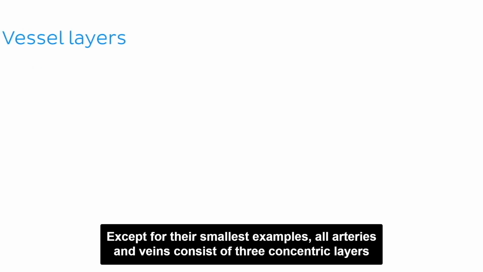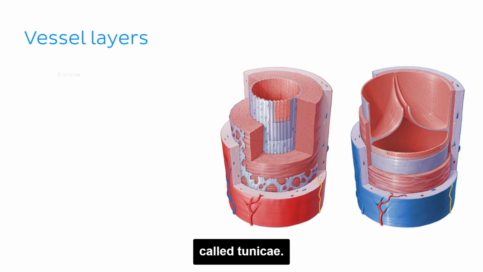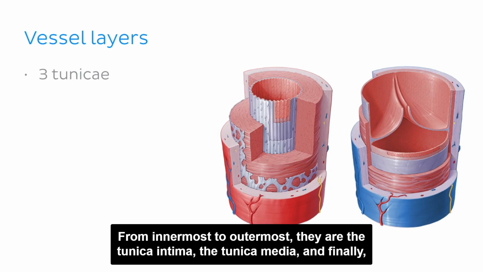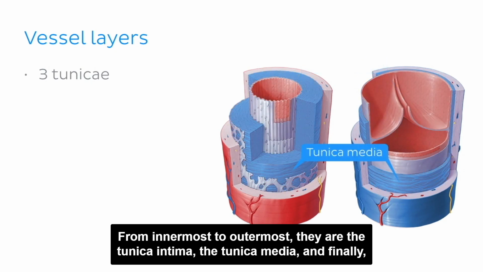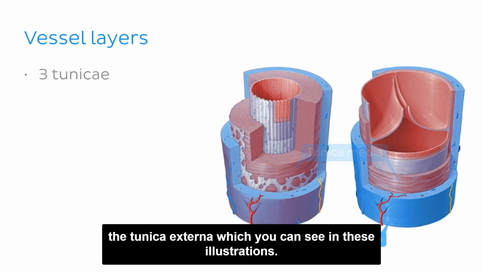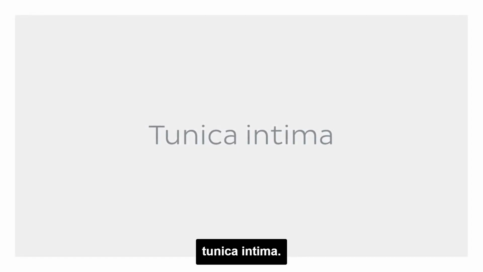Except for their smallest examples, all arteries and veins consist of 3 concentric layers, called tunicae. From innermost to outermost, they are the tunica intima, the tunica media, and finally, the tunica externa, which you can see in these illustrations. Now that we've covered the basics, let's look at the first layer of blood vessels, the tunica intima.